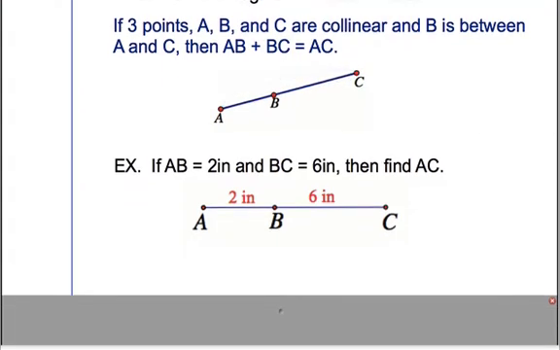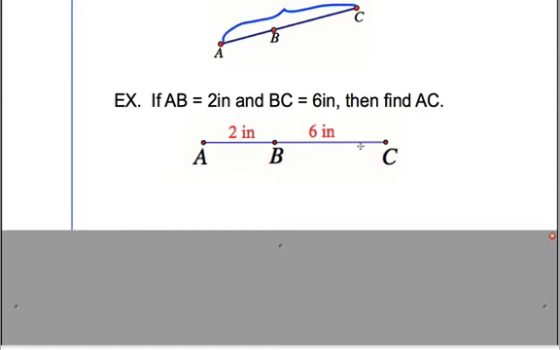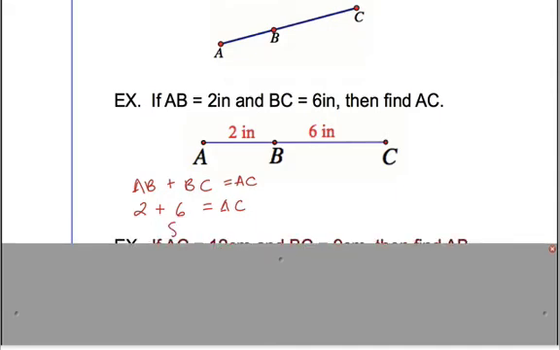All right, example 1. If AB is 2 inches and BC is 6 inches, then find AC. If I start with the segment addition postulate, I would start with the length of AB plus the length of BC is equal to the length of AC in this picture. So let's fill in the information. The length of AB is 2 inches. The length of BC is 6 inches. So that's going to equal the length of AC. And now let's do the math. 2 plus 6 is 8. So AC is equal to 8 inches. Perfect. All right, let's do another example.